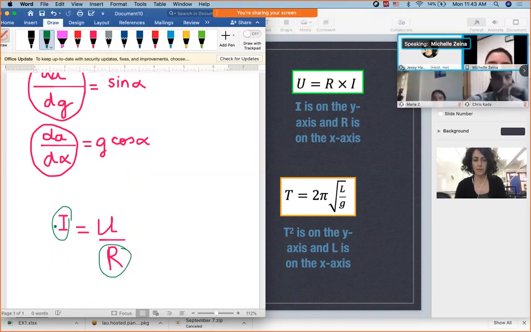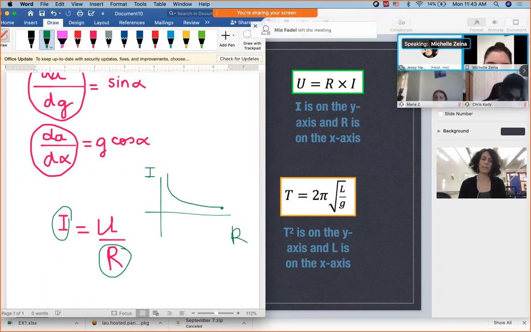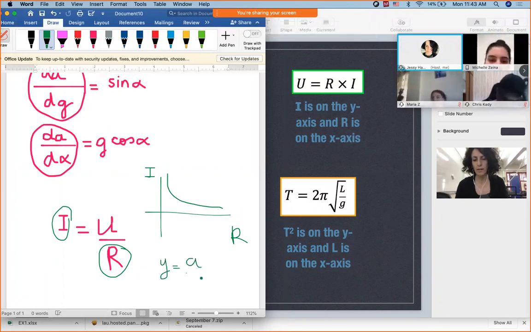Okay, is it linear? It's not linear. If I plot I versus R, I will get a hyperbola, and talking about the slope will not make sense because this is like U over X. It's like Y is equal to a certain constant divided by X. It's a hyperbola, so we cannot say a slope.